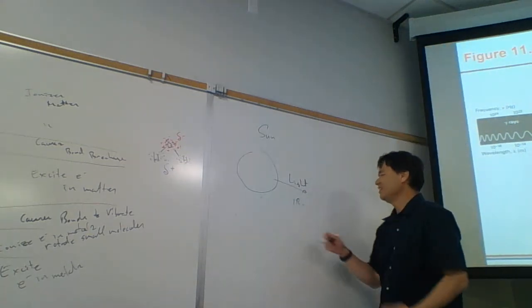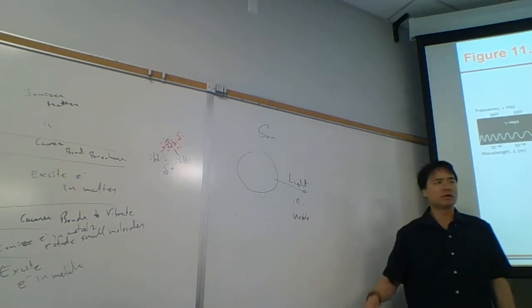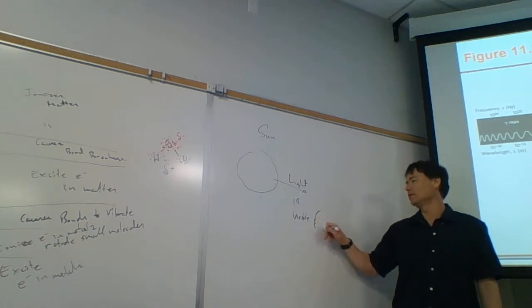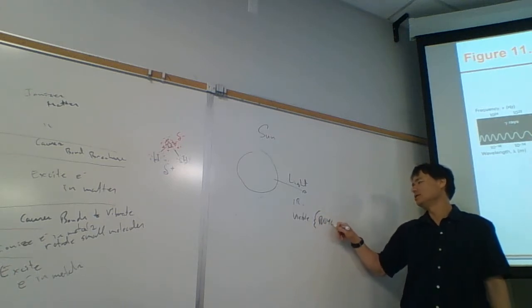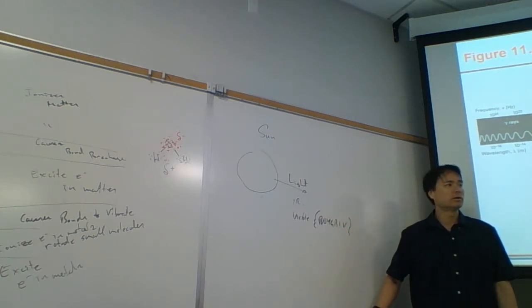Does the sun emit visible light? Yeah. We see white light from the sun. In fact, all the colors of the rainbow. What are the colors of the rainbow? The colors of the rainbow are Roy G. Biv. Red, orange, yellow, green, blue, indigo, violet. You see all those colors.